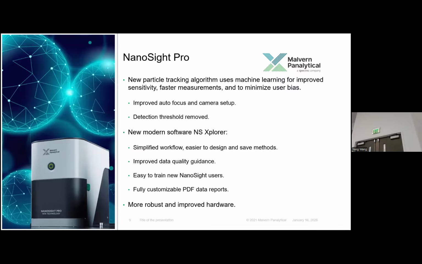So the latest and greatest is the NanoSight Pro. We introduced that in the summer of '23. And we've improved its automation. We have machine learning. There's a lot of detailed quality guidance. You can customize PDF reports, and just the total operational time is about 2 or 3 times faster than a lot of the previous generations of NanoSight.